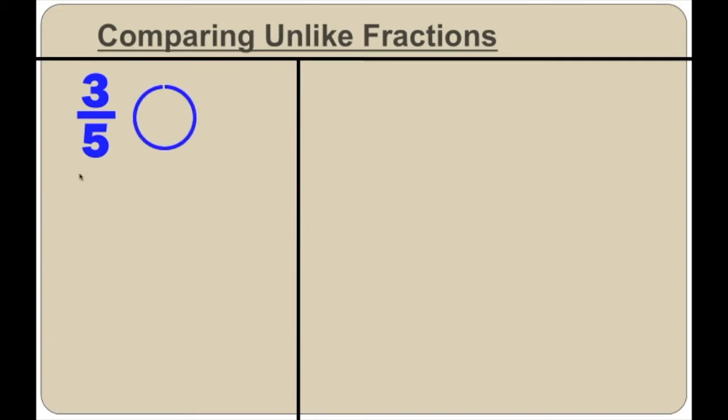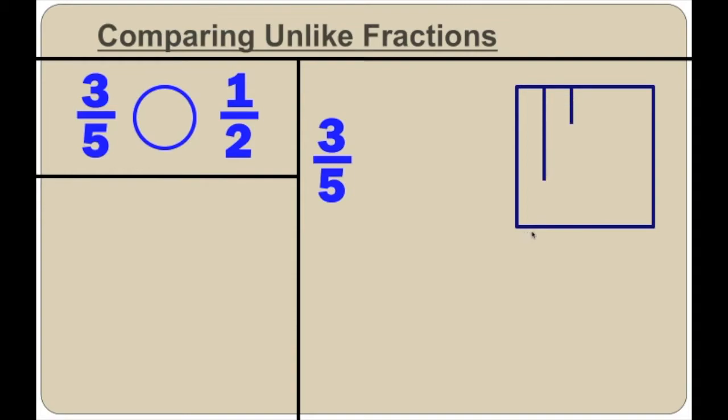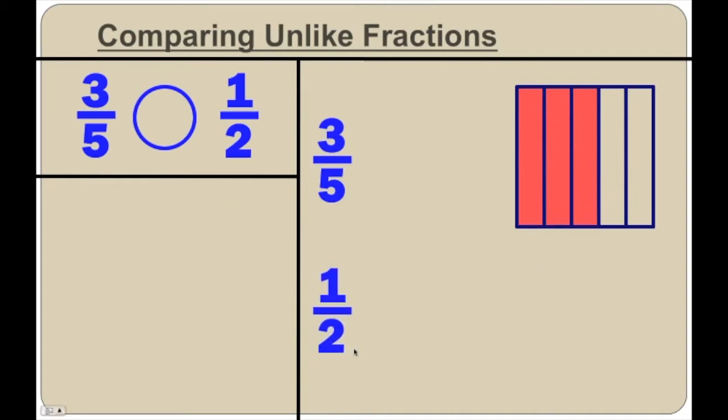So here's an example. Let's say we have 3/5 and 1/2. And I want you to see exactly what's happening in the problem. So again, I'm going to show you with diagrams. So let's say we have 3/5 here, and this whole is going to represent 3/5. So we'll cut it into 5 pieces, and of those 5 pieces, we'll shade 3. 1, 2, 3.